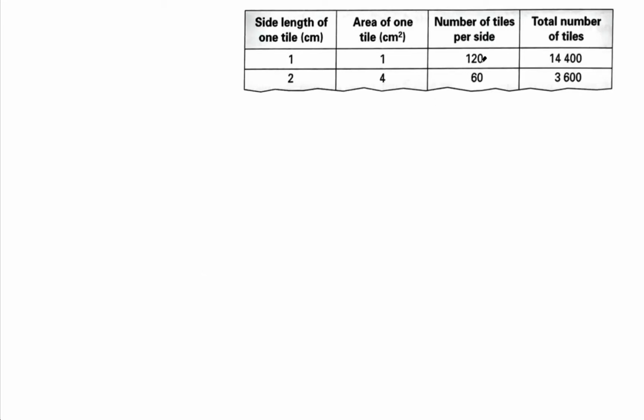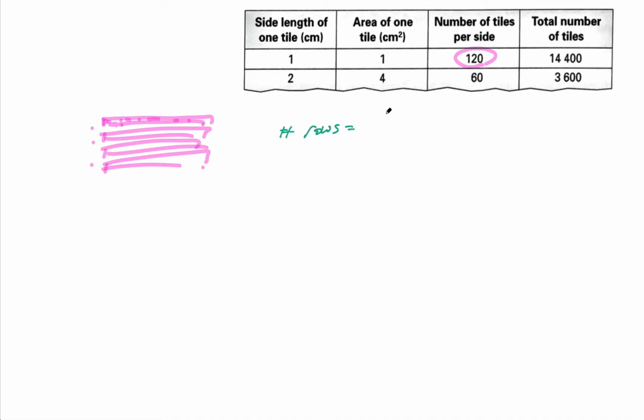Okay, so they tell you here to fill the tiles one by one, right? We need 120 on one side, so there's 120, so each row has 120. The question is, how many of these rows do we need to fill all the walls, right? And to determine how many rows, all we have to do is get the total number, right?